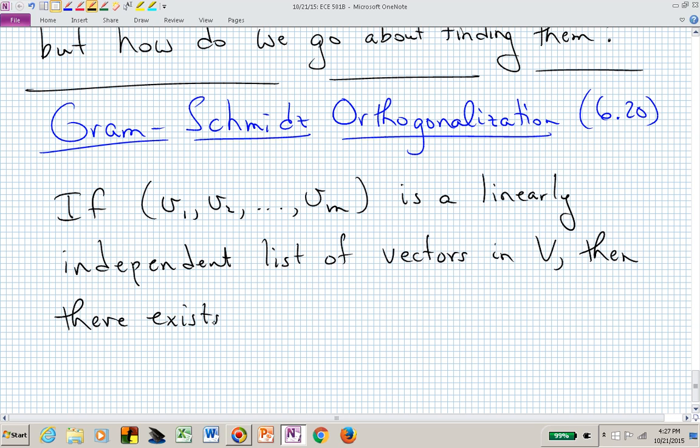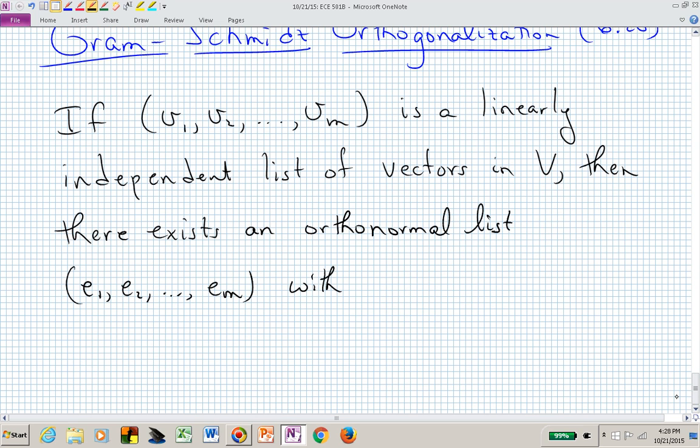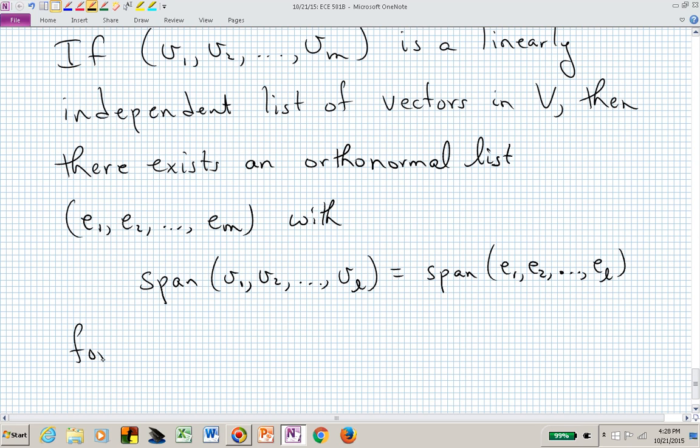Then there exists an orthonormal list E1, E2, E sub m with the span of V1, V2 up to V sub L equal to the span of E1, E2, E sub L, where this is true for all L, for L equal to 1, 2, on up to little m.